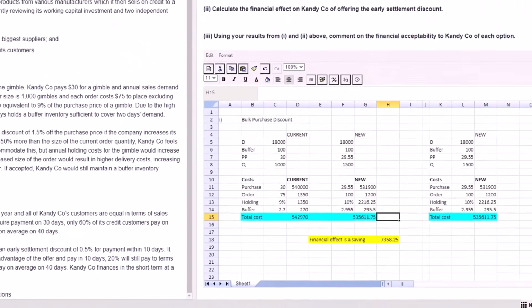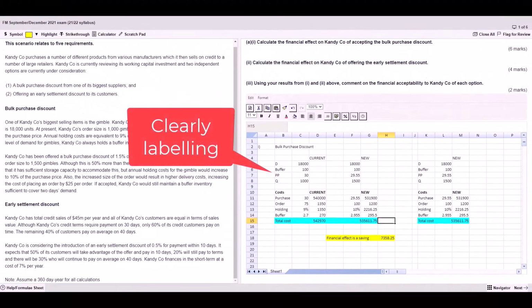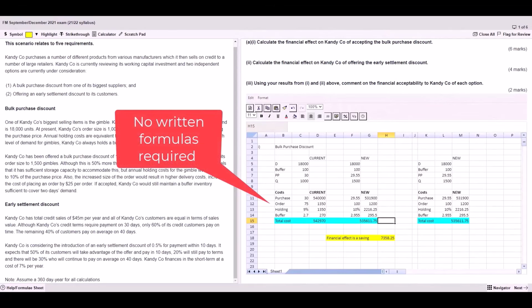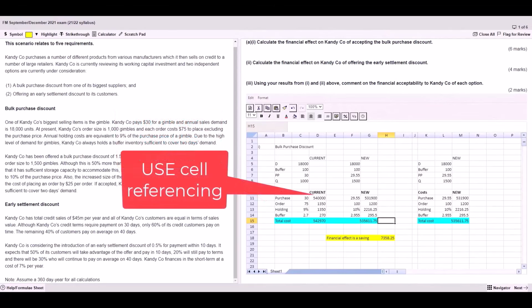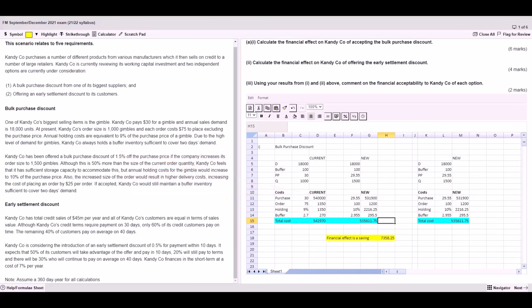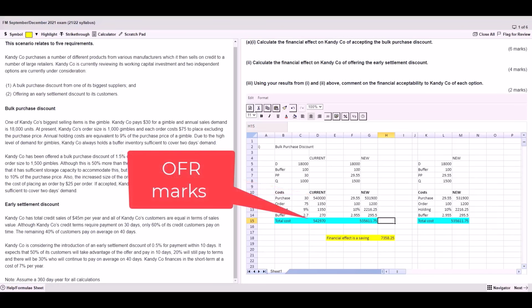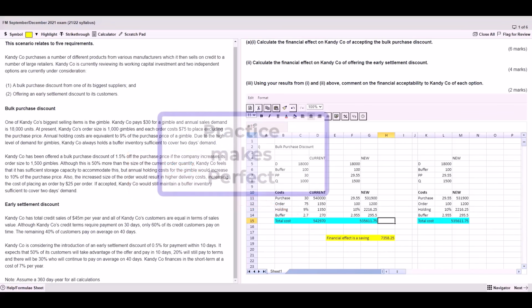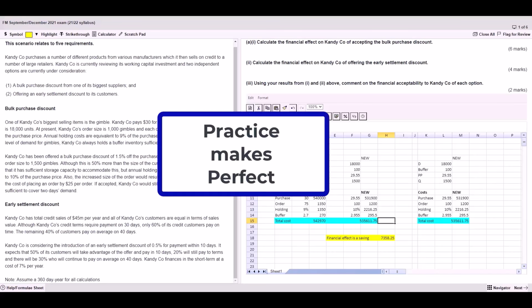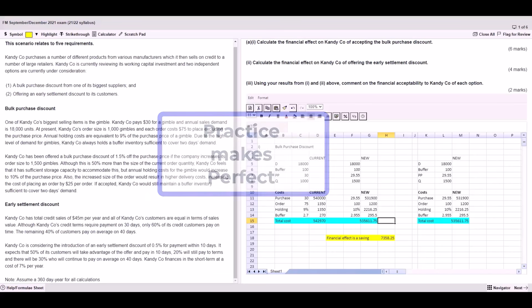So hopefully you can see that by clearly labelling the cells, you do not need to write out formulas, but you do need to make sure that you're using the spreadsheet effectively and referencing cells so the marker can see where your figures have come from. This is so important because of those own figure rule marks. Any mistakes can then be followed through by using the formulas in the cells, and therefore you only get penalised at the first mistake. Remember, practice makes perfect, so you must practice using this spreadsheet.